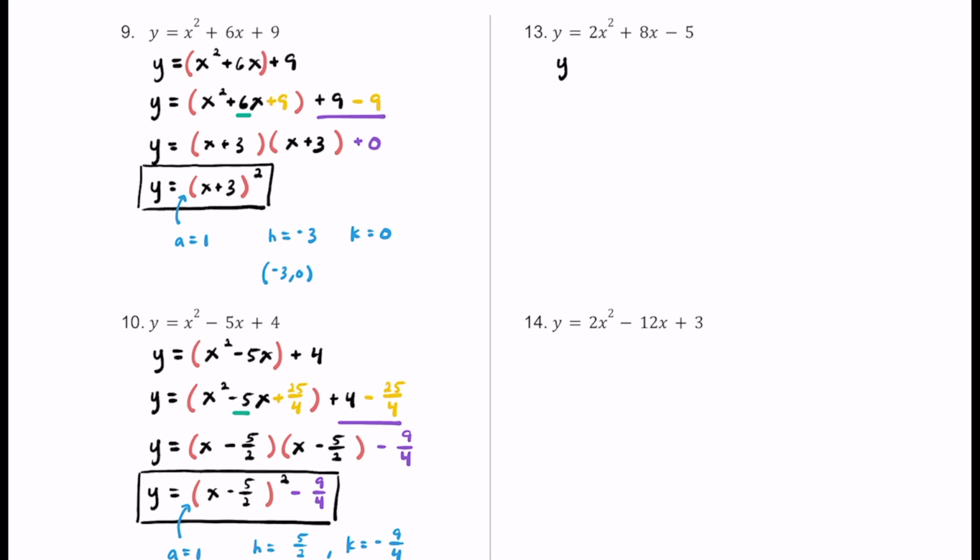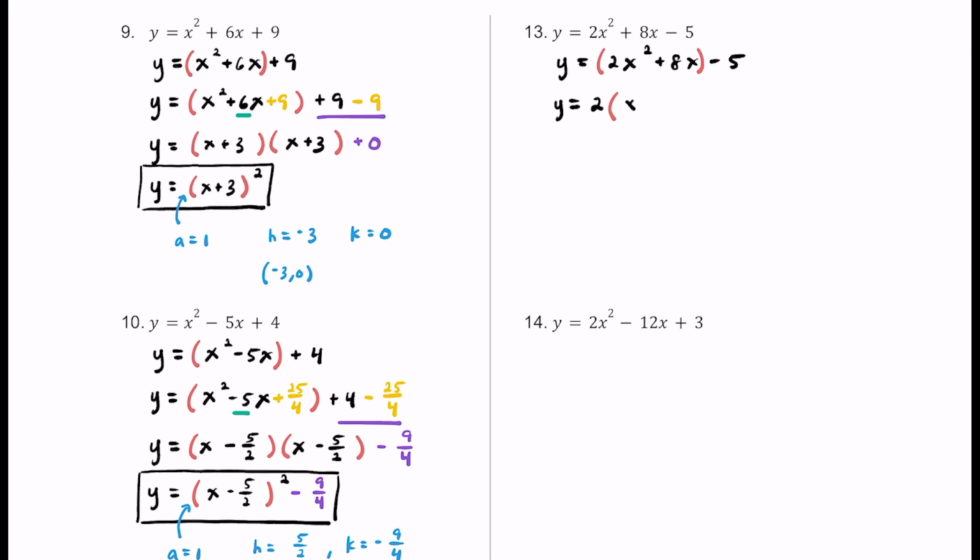All right, so for this one, let's go ahead and copy the problem down. We have y is equal to 2x squared plus 8x minus 5. Now, just like usual, we do want to group the first two terms here. We have to do a little bit of extra though. So what we're going to do is factor out the GCF of these two terms. We do want the a value inside the parentheses to be 1. So notice how we can factor out a 2 here.